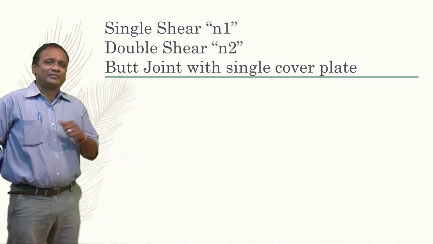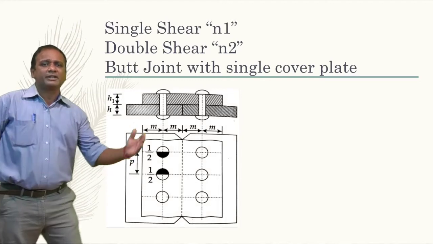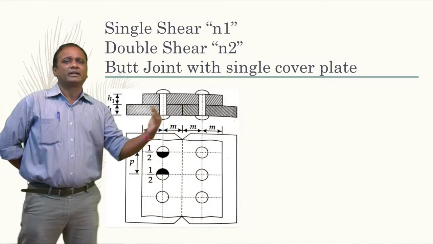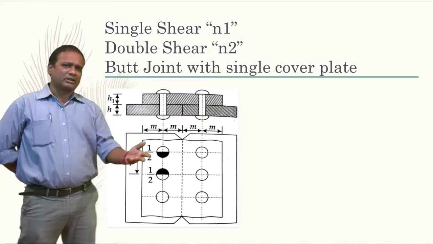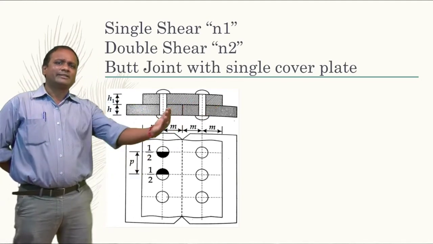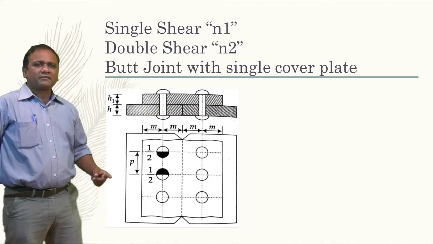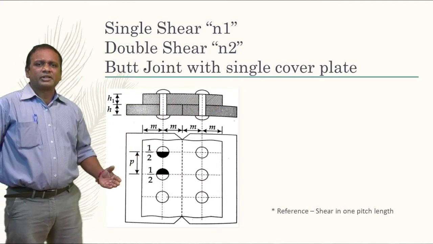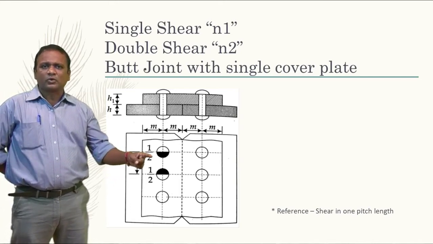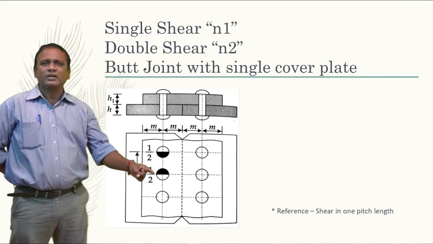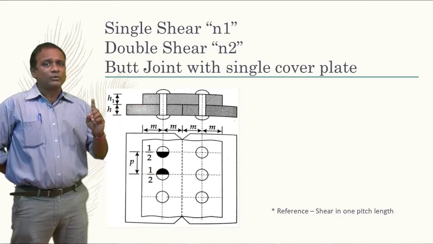Right? Now let's go with another case where we have a chain arrangement. I will again consider this part of a plate, not that. I can consider either this part of the plate or that part of the plate. Here I am considering one side of the plate, where again the reference would be the same, shear in one single pitch length. As you can see here, half of a rivet undergoes a single shear, and half of a rivet undergoes a single shear. It's again a single cover plate, and you can see that only N1 may come in.